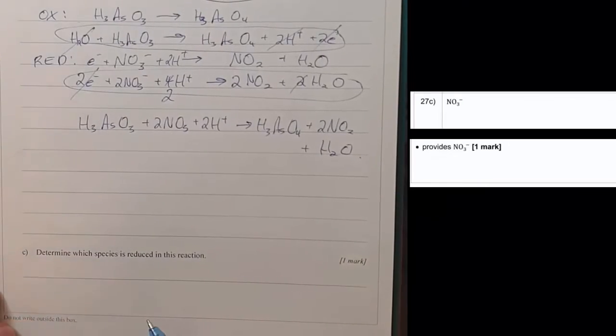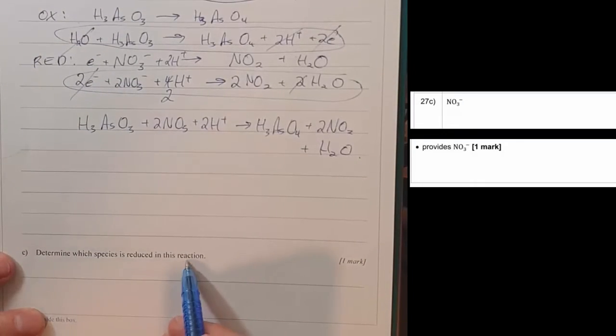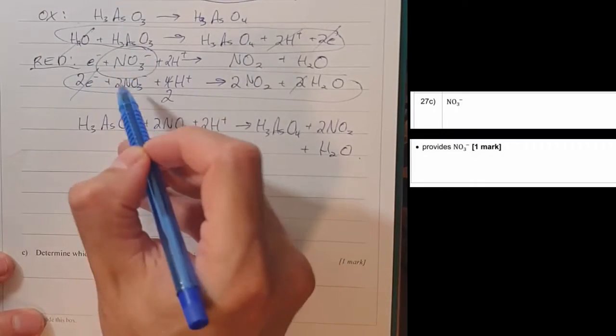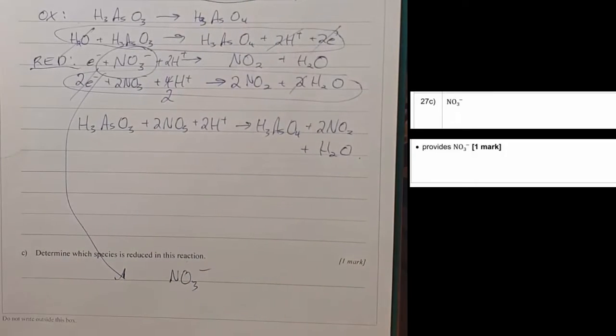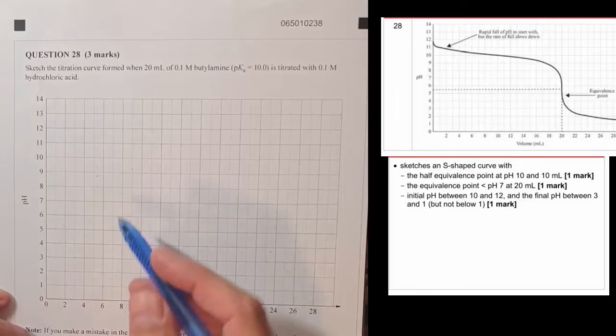So just the very last thing, determine which species is reduced. Well, that's pretty easy because I already did the work of that. Why are you asking me there? You should ask me at the very, very top. That's not really the right place. I would have worked it out by then. Okay, so that's it. On to question 28, the last one.